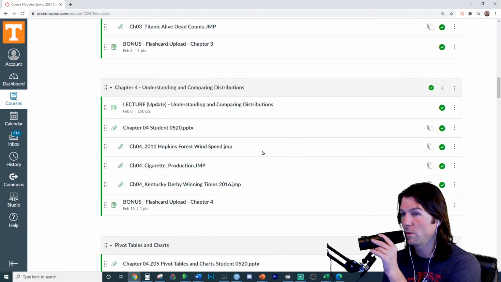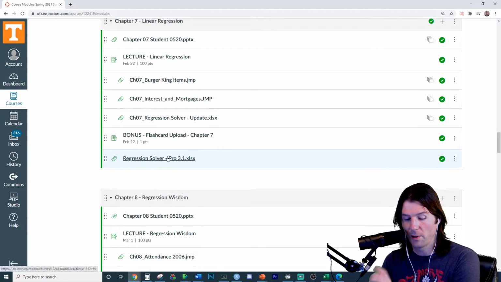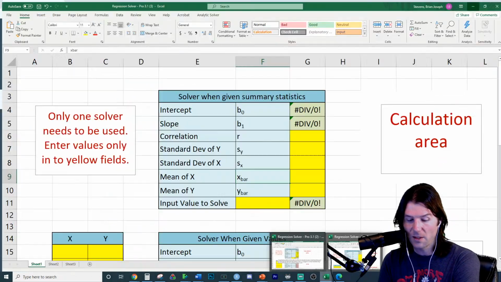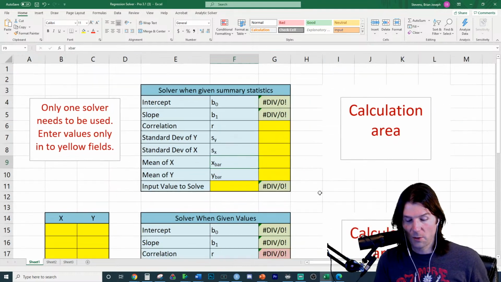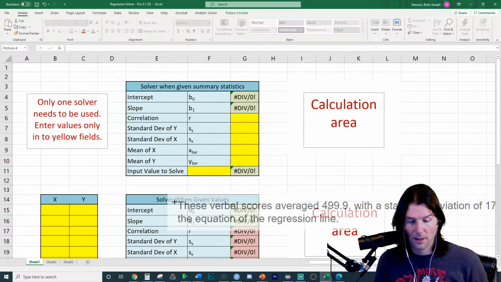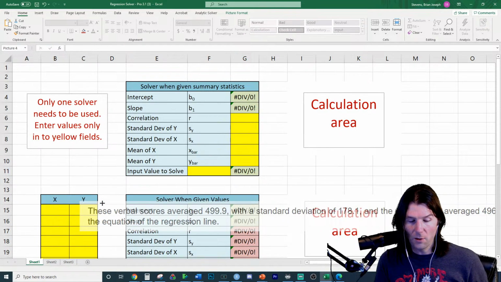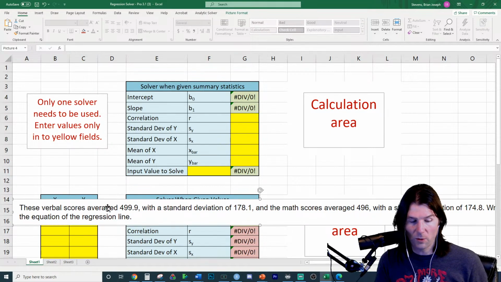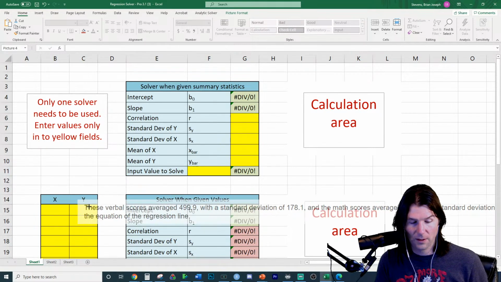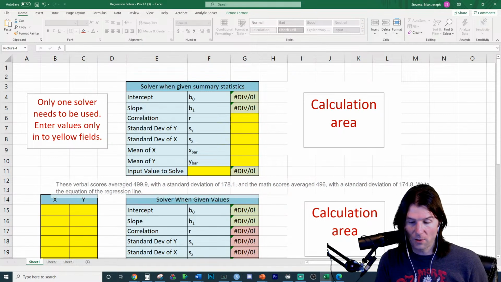We'll go down to chapter 7 and you will see the regression solver right here, Regression Solver Pro. We already have it up today and here it is. We're going to copy this in so we can read it while we do it. And here's the trick. They don't put correlation in this. They don't mention the correlation again, because they mentioned it earlier.